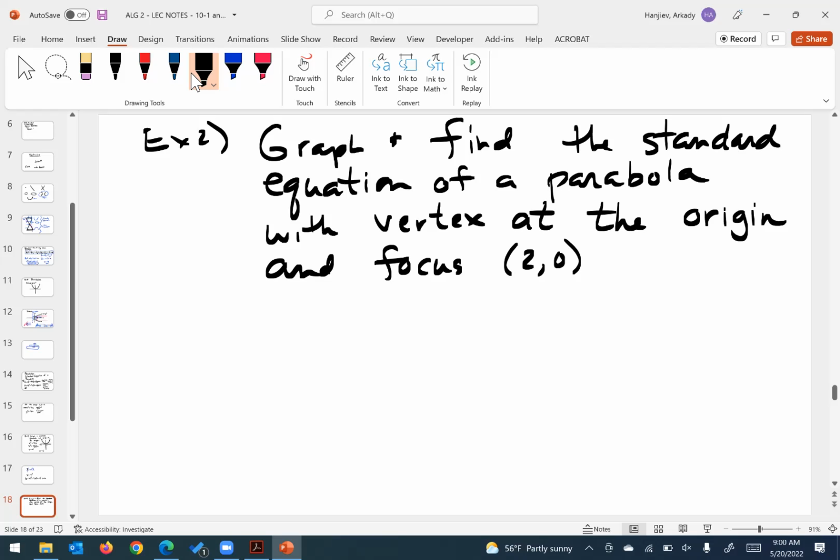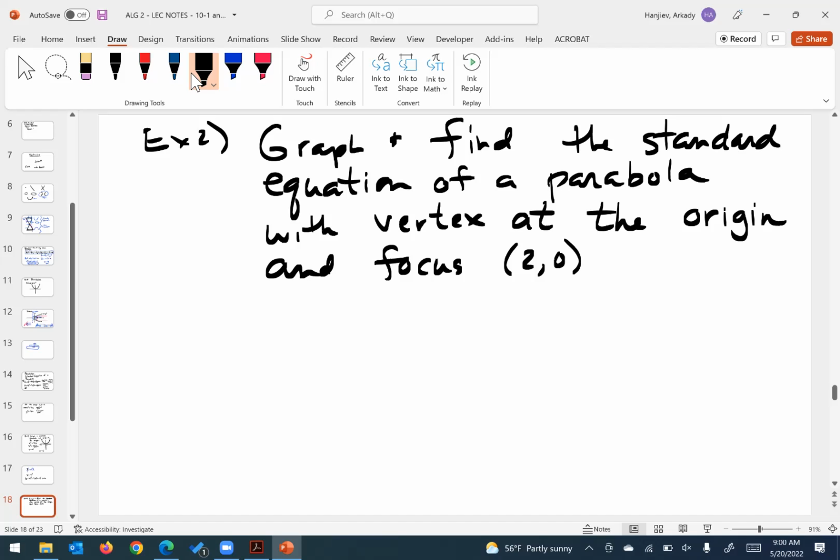What's a vertex again? Vertex is when the graph shifts from going down to going up, or going left to going right, or right to left. It changes direction.